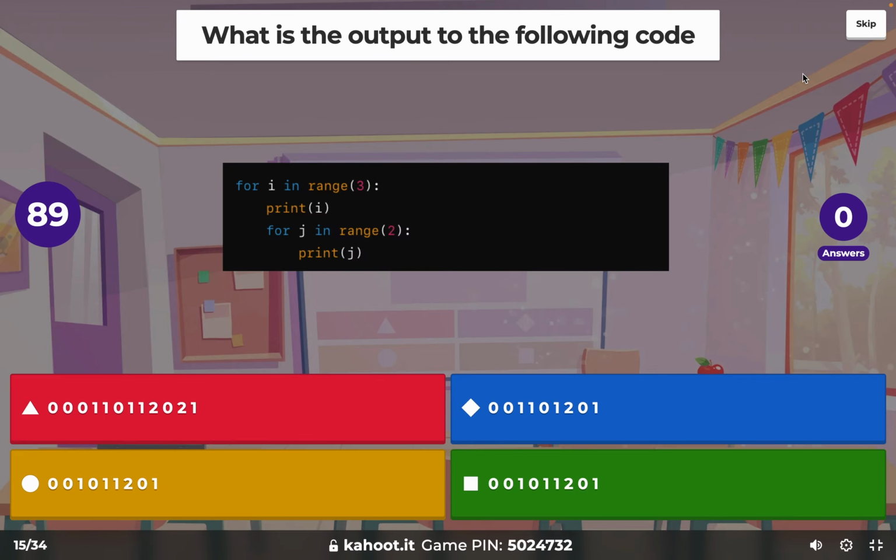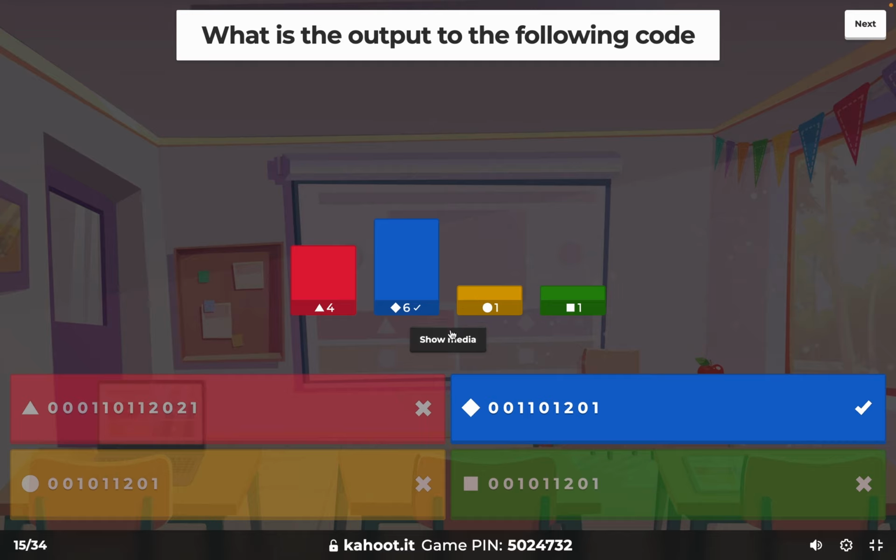So I think we're getting some harder questions now. I've got more time for this one. Okay, so we got quite a big spread of answers there.